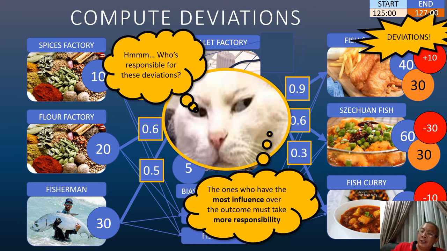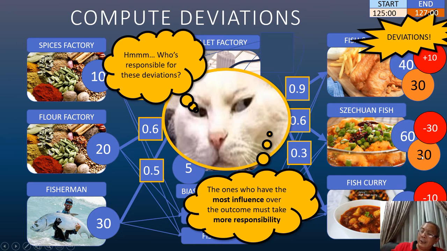Now the Zichuan fish shop got a 60 for his customer satisfaction. He expects only 30. So he has a surplus of 30 also. Now fish curry shop, he has a customer satisfaction of 80, but he expects to get 90. So he has a deficit of 10 here. So these are the error rates, the error differences that you have in the output. Remember, these are differences, these are not scores. The score is the one in the blue. The one in the blue is the actual score.